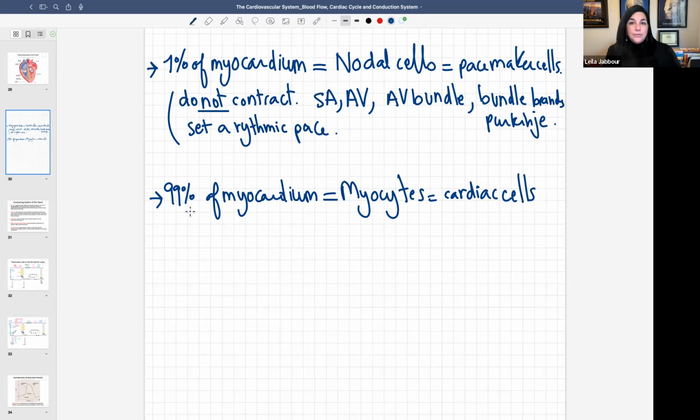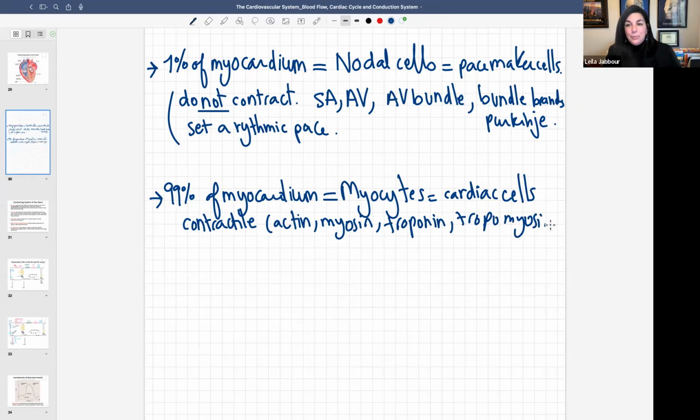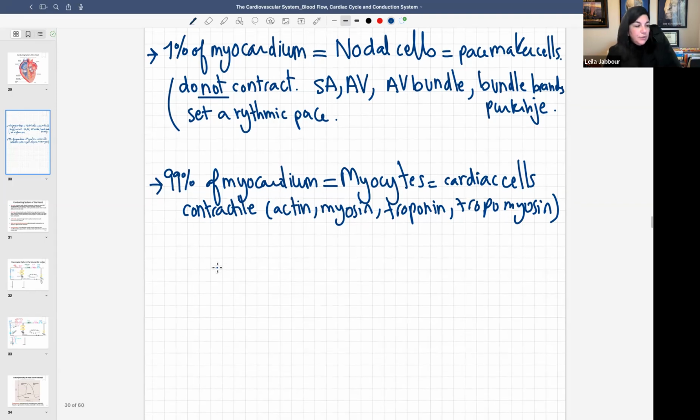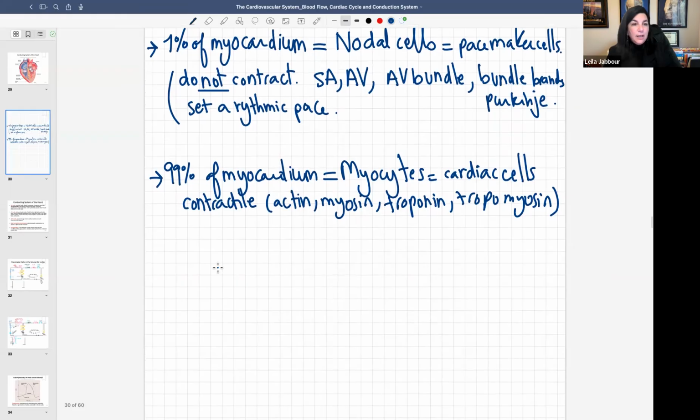Okay, so these cells, they're contractile, which means that they have actin and myosin. These are the contractile proteins, but also the regulatory proteins like troponin and tropomyosin. This is very important. So they're contractile because they have the machinery to do that. That's all I want to say about that. So these are the two cell types. Now let's look at the sinus rhythm.